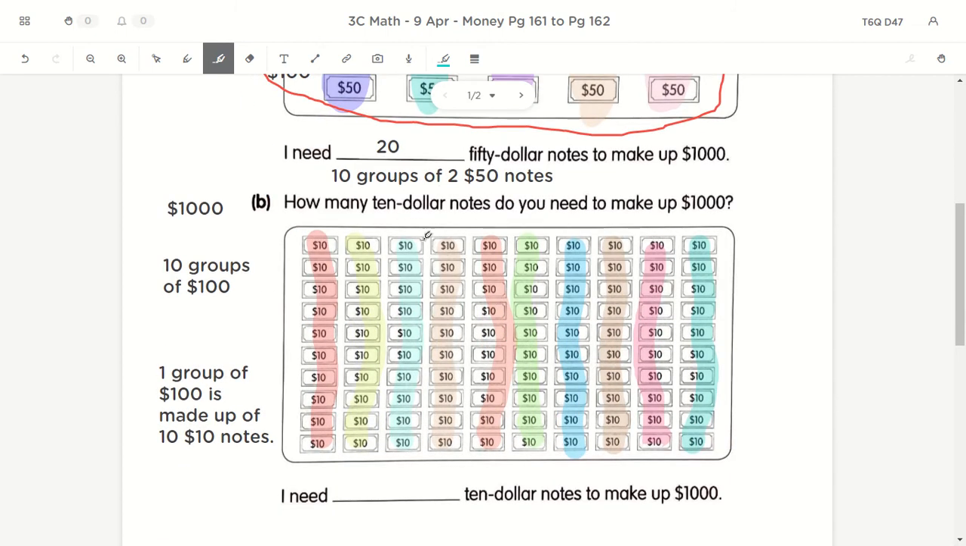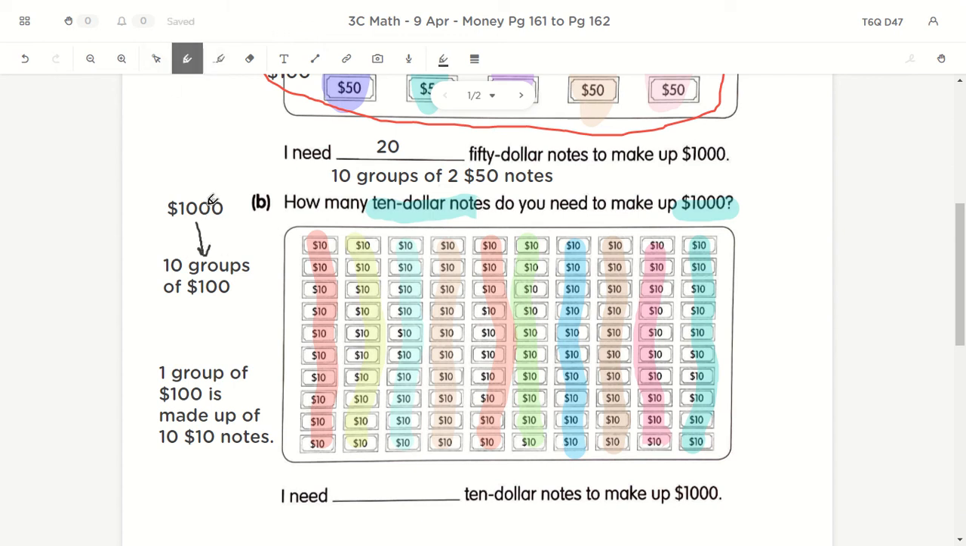Alright, so they're asking you how many $10 notes. Let's highlight this part. Do you need to make up 1,000? So your goal is actually 1,000. They want to find out how many $10 notes you need to make this 1,000. What you need to do is go and highlight groups of 100. Okay, you need to highlight the groups of 100 like that in different colors. Okay, and then you realize that there are actually 10 groups of 100.